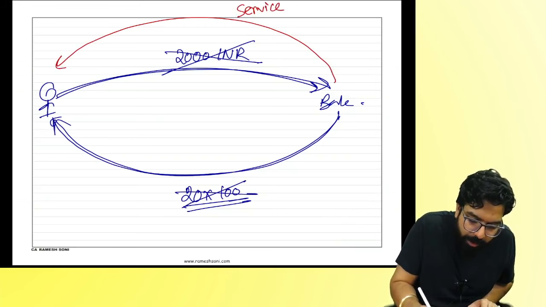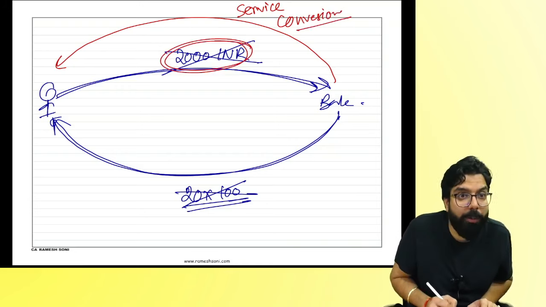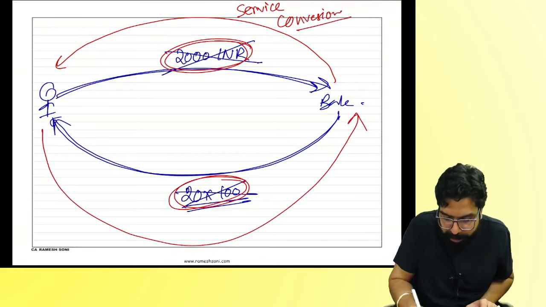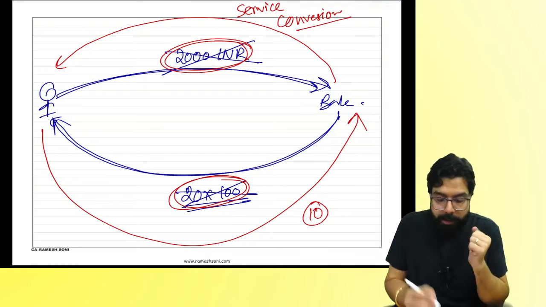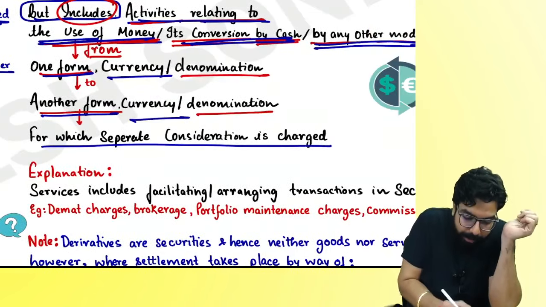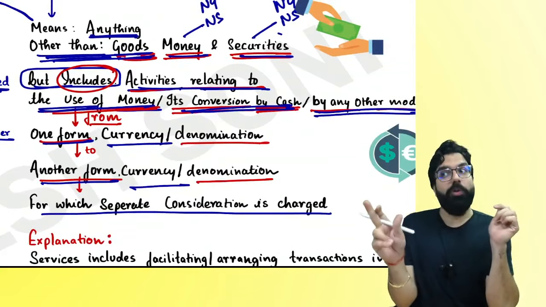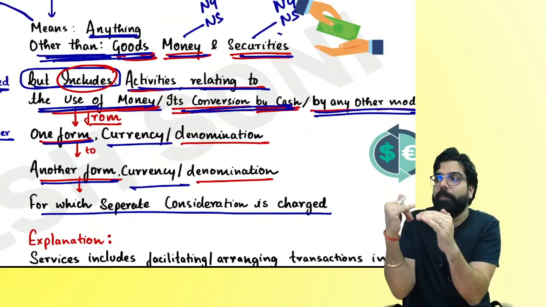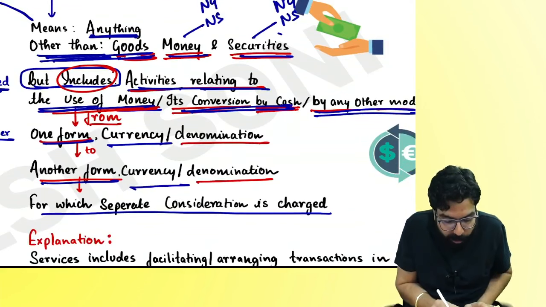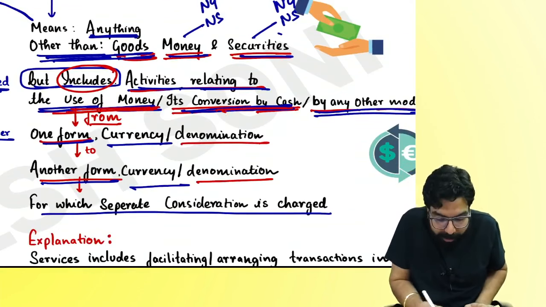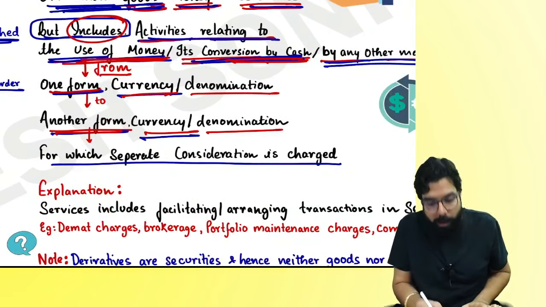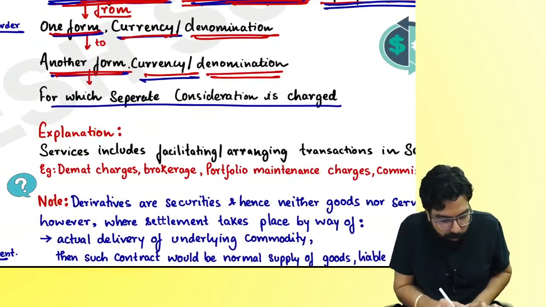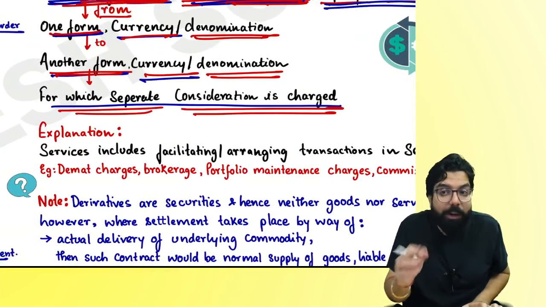What service, everyone? Conversion. Of what? Higher denomination to lower denomination, for which the bank might charge me 10 rupees. Is there a service provided? So what they are telling is, see, money is not goods and service, but the activity behind money, wherein somebody is giving it to use to someone or converting from one form to another, one currency to another, one denomination to another, for which a separate consideration is charged, that will be a service.